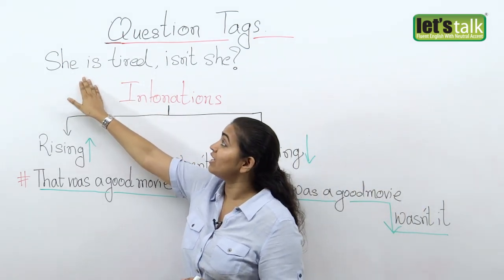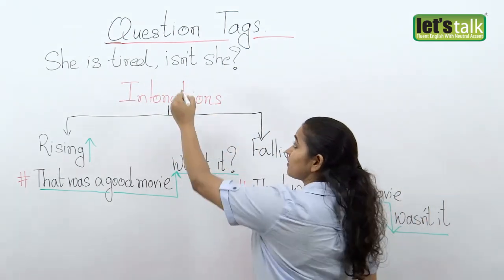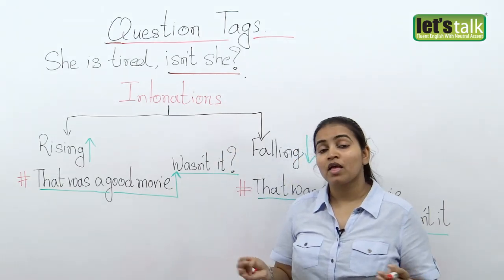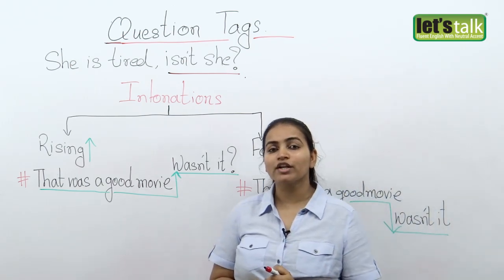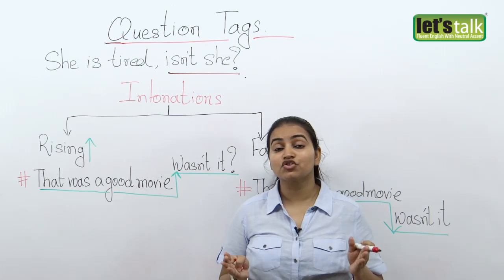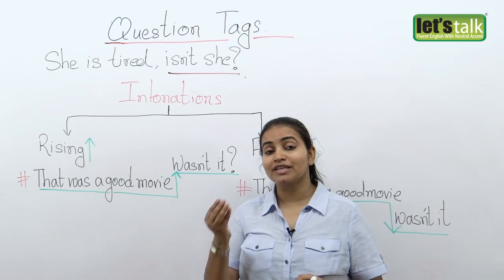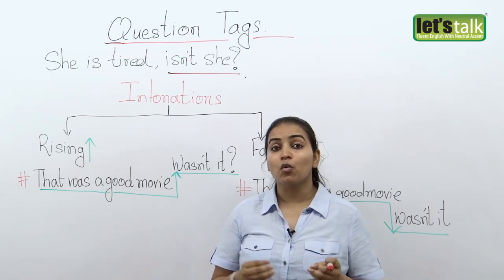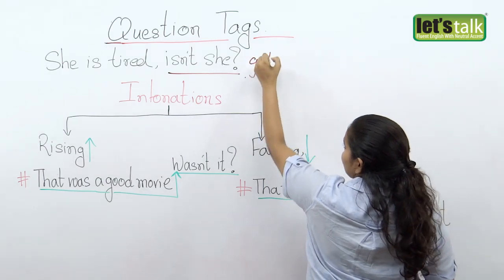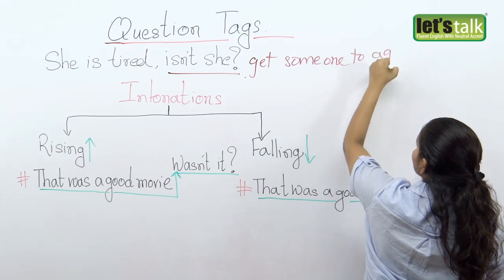So we have, she is tired, isn't she? In this case, isn't she becomes my question tag. Now, the simple question is, why do you need to use a question tag? Well, let me tell you, a question tag is used in formal and in informal speech so that you can get someone to agree with you when you say something. Okay, so you want to get someone to agree with you.